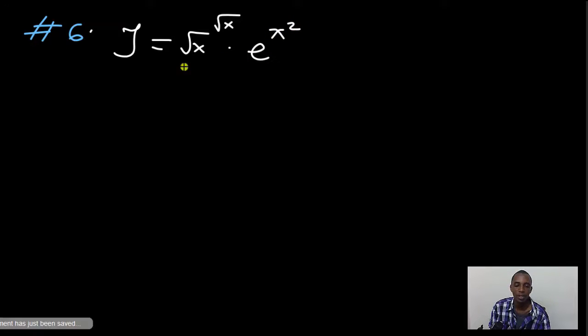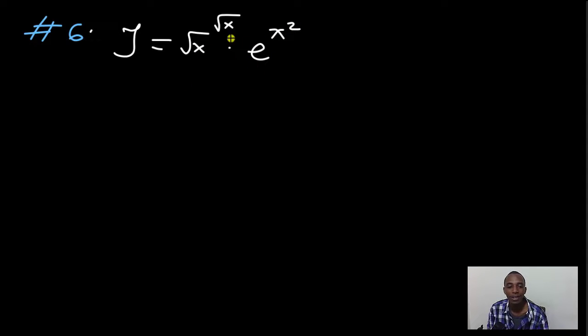So for problem number 6, let's do the derivative of y equals the square root of x to the power square root of x times the exponent of x squared. Okay, so this looks nice. Y equals root of x to the power root x times exponent of x squared.